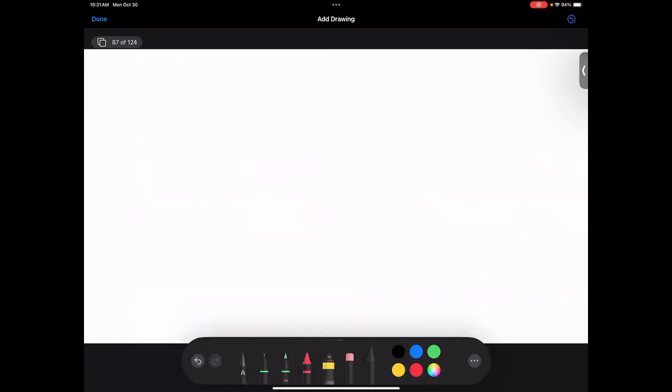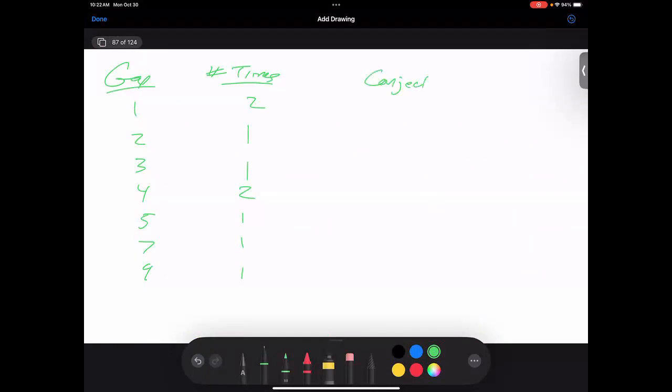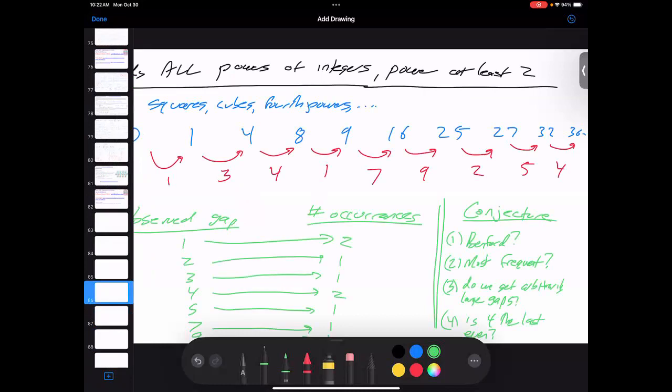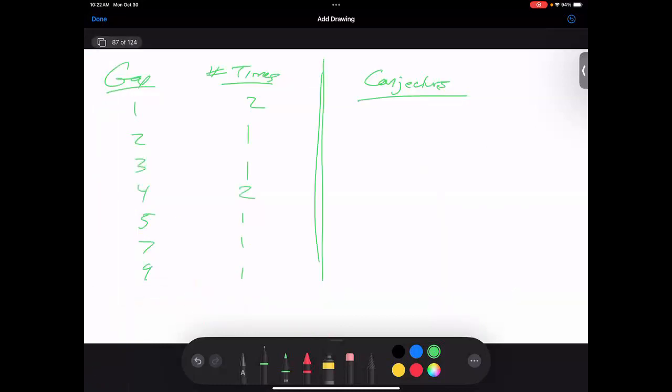All right. So gap, and then number of times. The gaps we had were 1, 2, 3, 4, 5, 7, 9. And 1 occurred twice. What was the other one that occurred twice? Was it 4? And everything else was a 1, right? So what are the conjectures? What else might you conjecture?